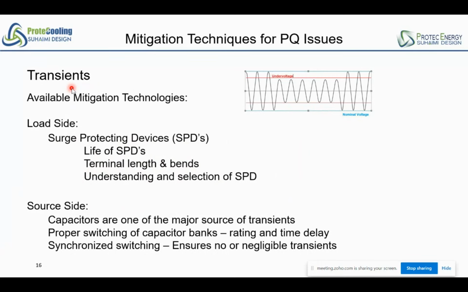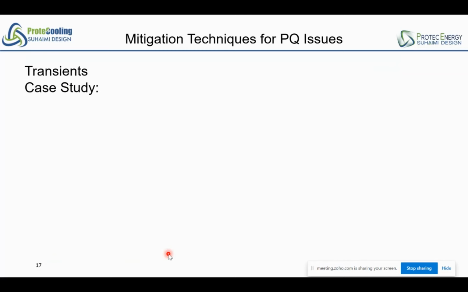Then on the source side, as we mentioned, capacitors are one of the major sources of transients. So we need to ensure that the switching of the capacitor banks is proper. Then check the rating of the capacitor banks that has been installed and the time delay that has been given. These factors are very important while installing a capacitor bank. Then ensure that you go for synchronized switching, which ensures that there are no or negligible transients in the system. Now we'll see in brief what synchronized switching is in this case study.